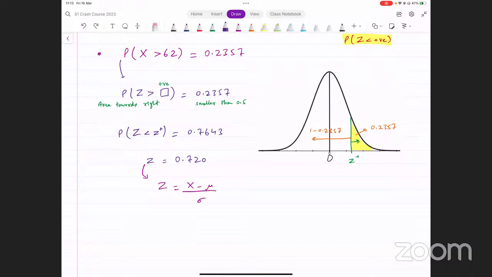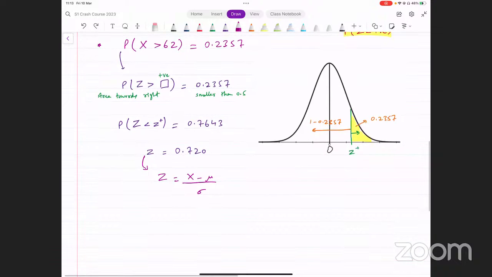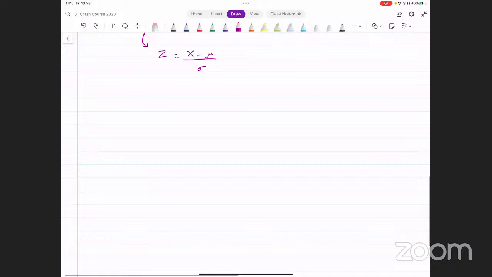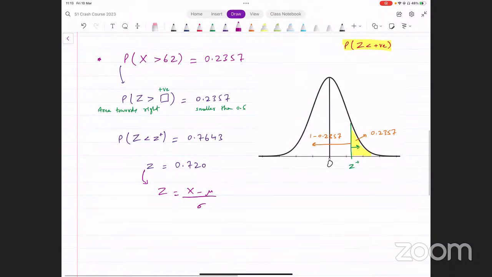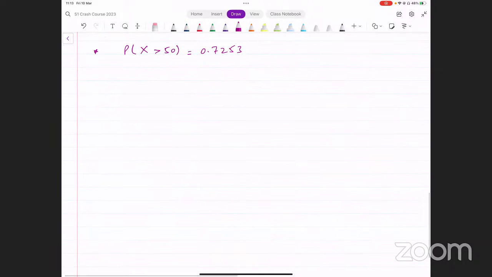All right. Let's take another example. Let's say we have something like this. Probability of x greater than 50. Let's say we know that the probability of x greater than 50 is equal to 0.7253. Okay, so now we have this probability. X greater than 50, this is 0.7253.